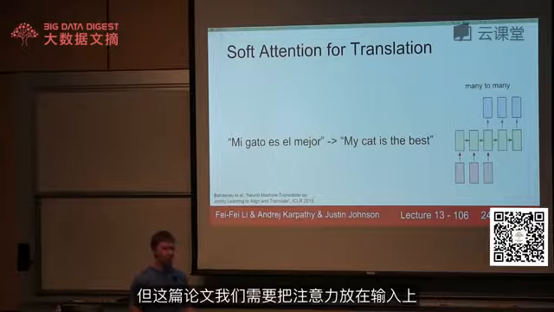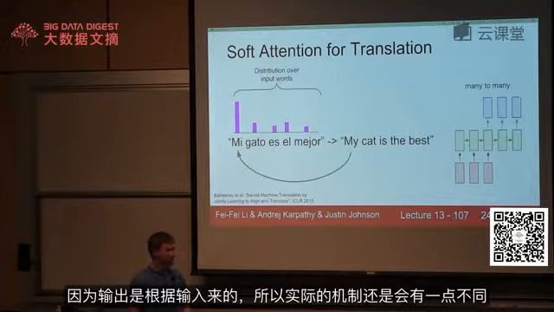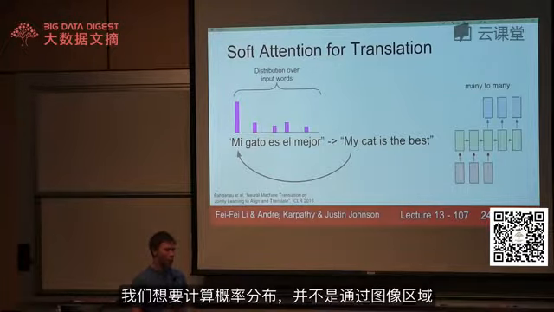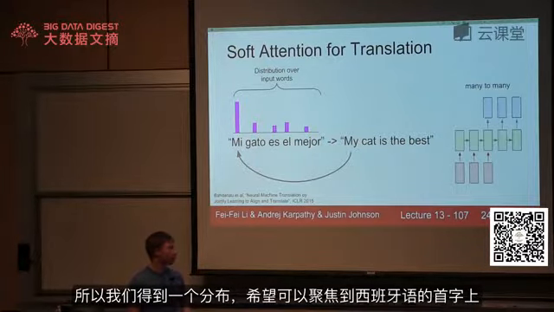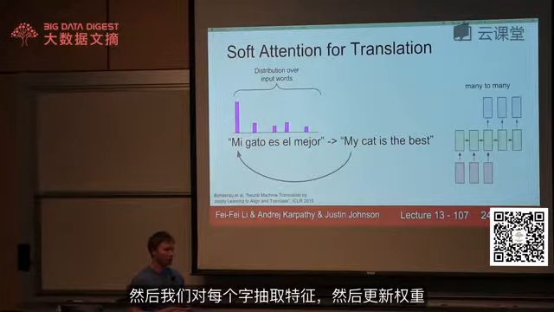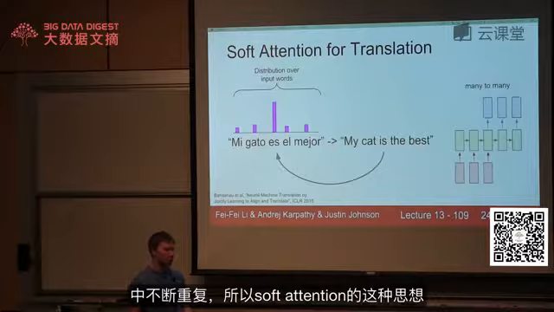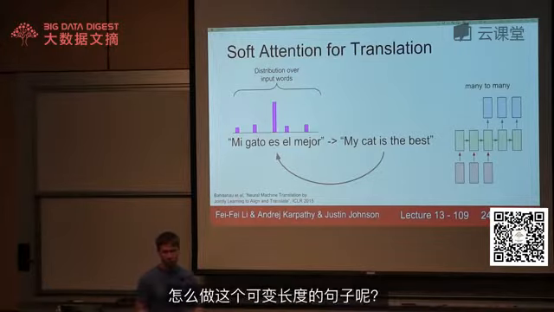But in this paper, they wanted to actually have attention over the input sentence as they generated their output sentence. So the exact mechanism is a little bit different, but the intuition is the same. That now, when we generate this first word my, we want to compute a probability distribution not over regions in an image, but instead over words in the input sentence. So here, we're going to get a distribution that hopefully will focus on this first word in the Spanish sentence, and then we'll take some features from each word and then reweight them and feed them back into the RNN at the next time step. And this process would repeat at every time step of the network. So this idea of soft attention is very easily applicable not only to image captioning, but also to machine translation.